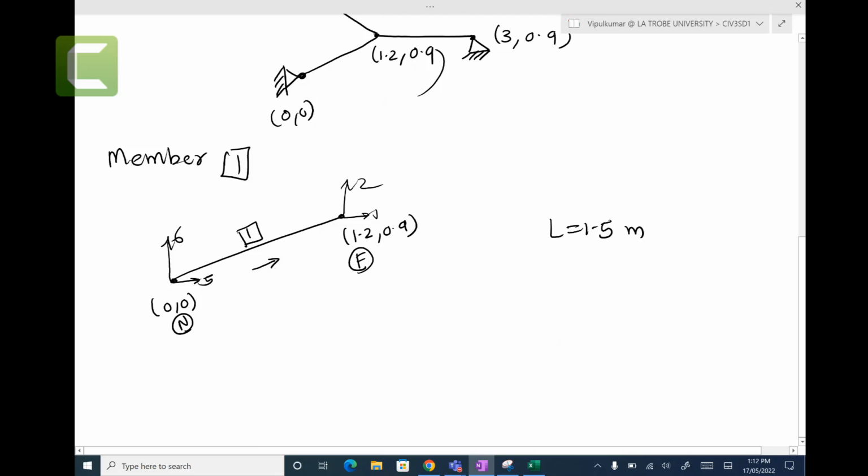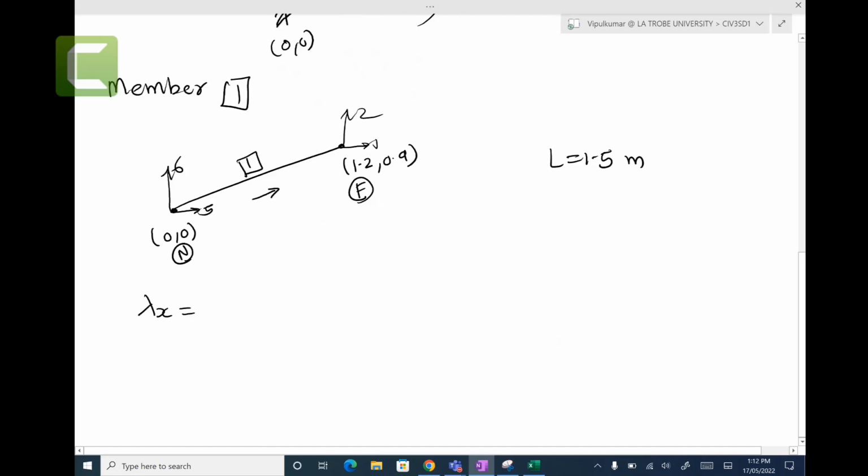All right, so now we have to calculate lambda x and lambda y in those equations. You have near node x, near node y, far node x, far node y. Lambda x is far node x minus near node x over length, which is 1.2 take away 0, over 1.5, so 1.2 over 1.5, which is 0.8.